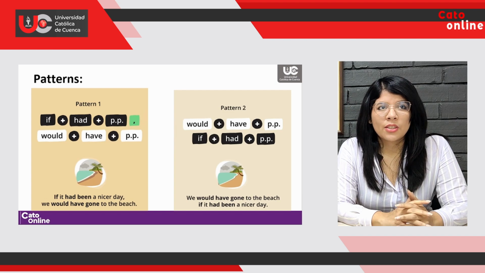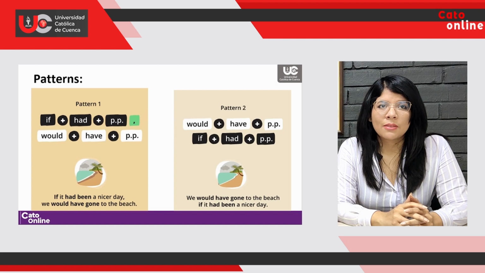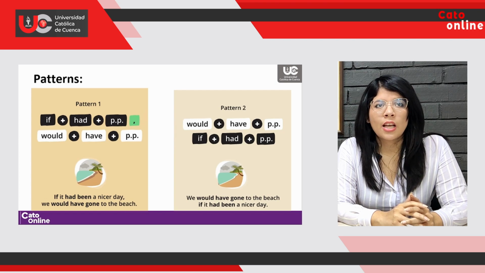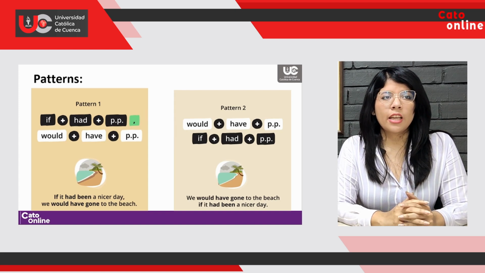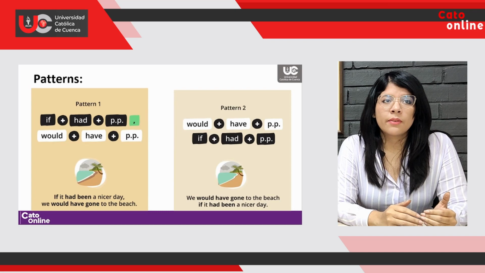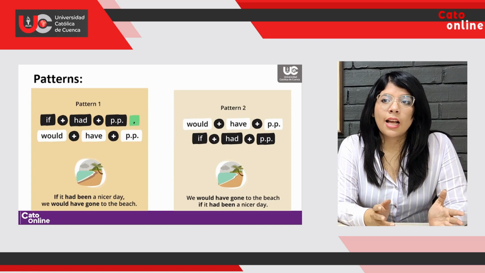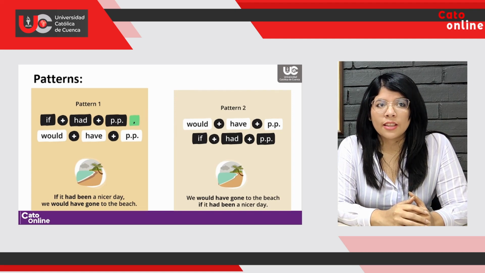For the first one, you're going to have if plus had plus past participle, and then would, have, and past participle. The example is going to be, if it had been a nicer day, we would have gone to the beach. Okay? See how in this example we had the hypothetical condition at the beginning, which is if it had been a nicer day, and then we have the hypothetical outcome at the end. We would have gone to the beach.